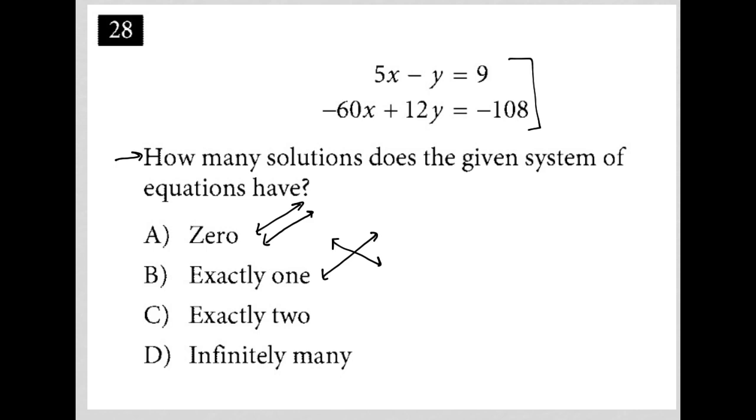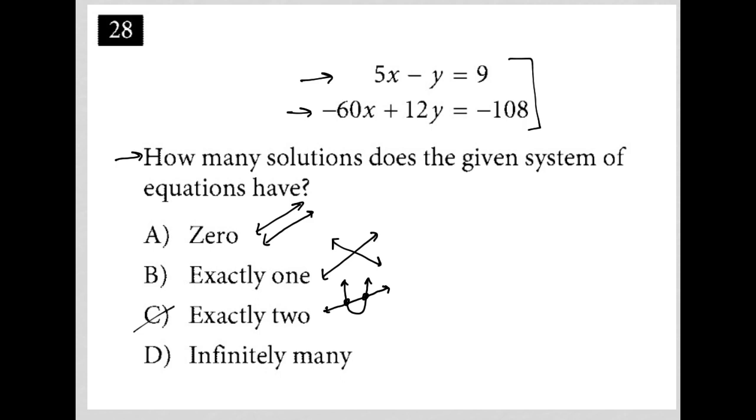Exactly two solutions typically means you have a parabola or some parabolic portion of a graph and a line that crosses through that parabola and therefore intersects at 2 points. So that's what that usually means. That's not going to be the case here because these are both linear equations, right? There's no x squared, there's no quadratic or anything here. So C is definitely gone.